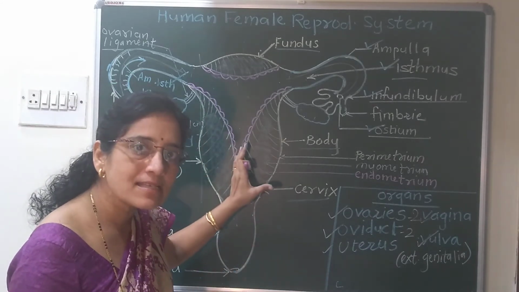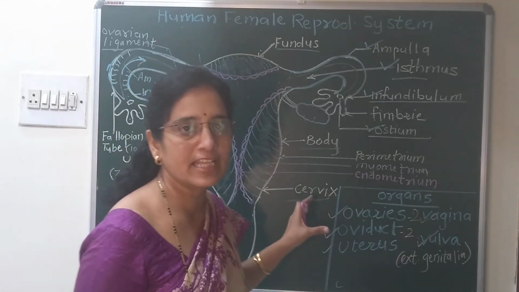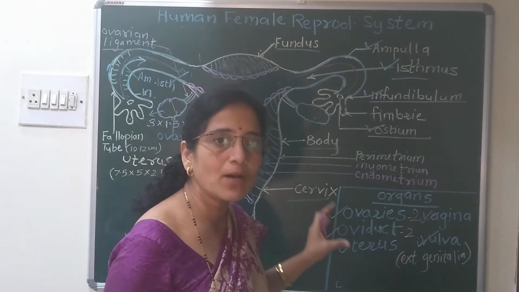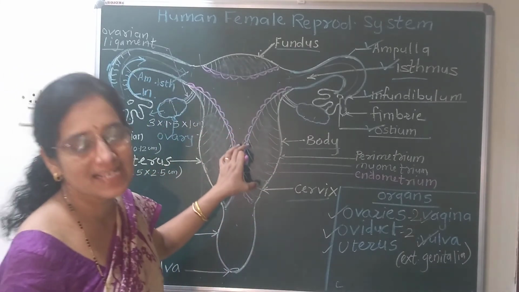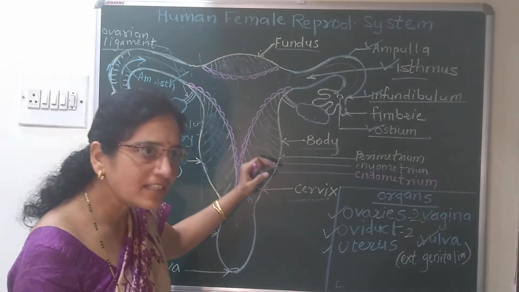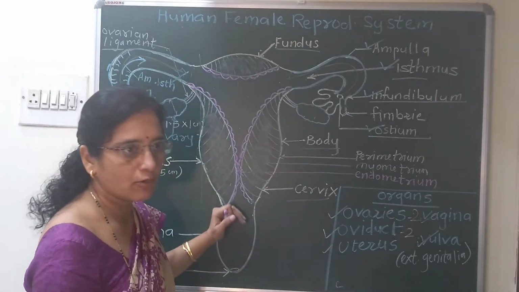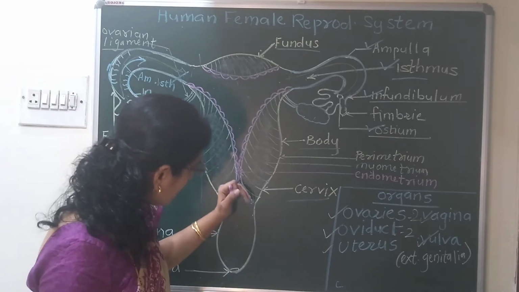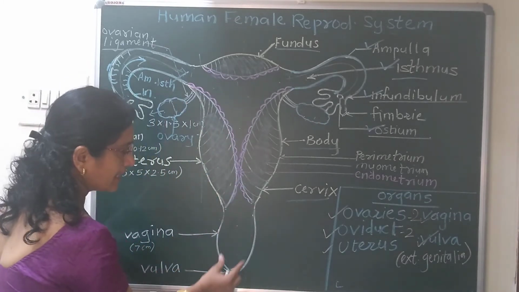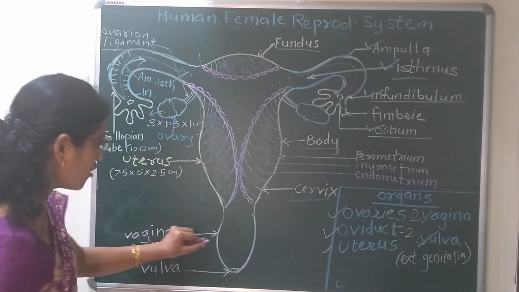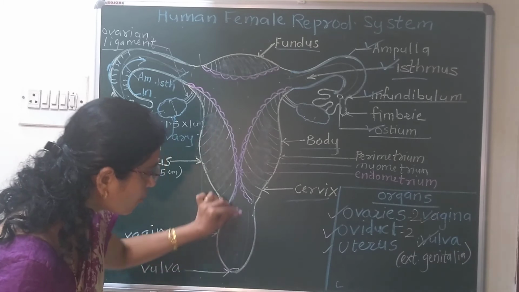In the uterus, the fetus is present for 9 months in pregnancy. Complete development of the baby takes place in the uterus. After the development, the baby is given out. It is called parturition. The baby is delivered out through this canal. This is called the vagina.